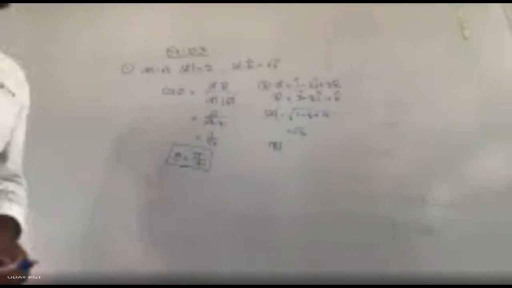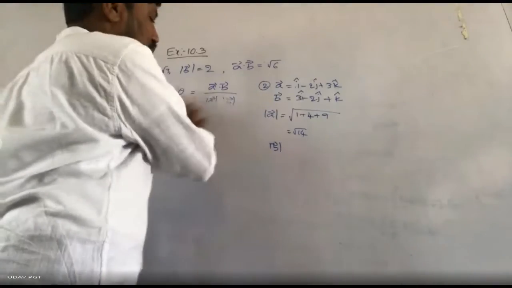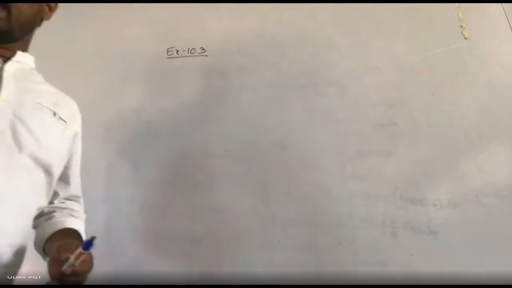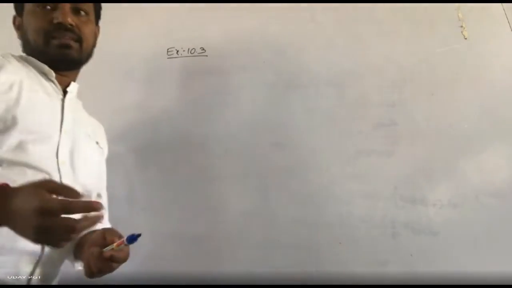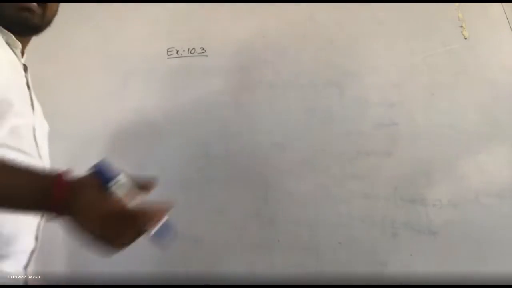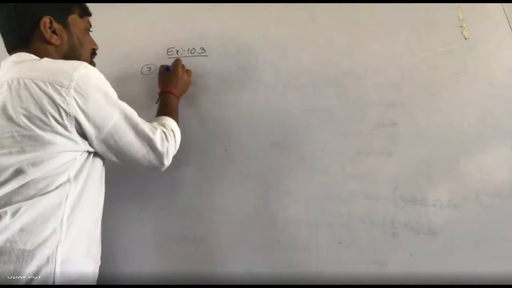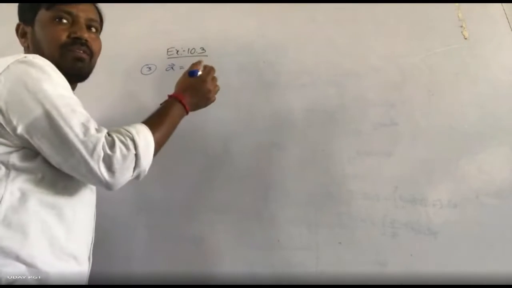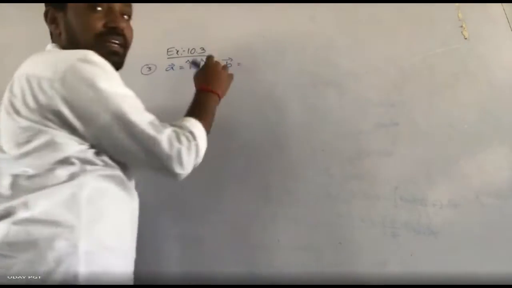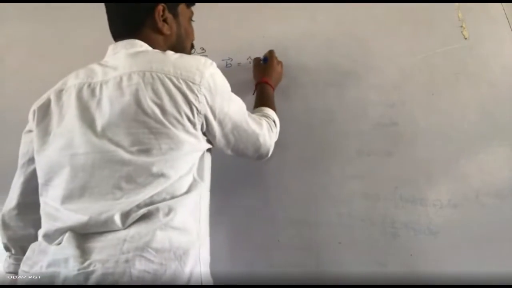Next question is given to you. Yesterday, in the previous class, we learned what is meant by a projection: the projection of a vector over another vector. Here the third question is given to you. Let us consider the first vector as i minus j, and the b vector as i plus j.